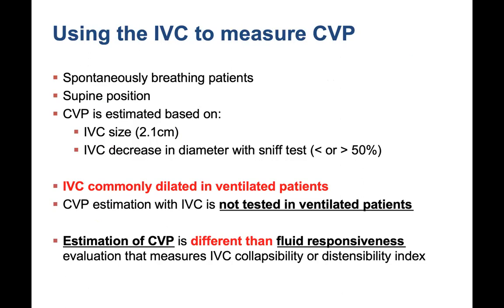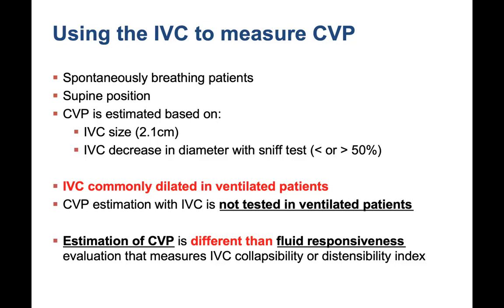The CVP is going to be estimated based on two things: IVC size, where they use 2.1 as their cutoff, and the decrease in the IVC diameter with the sniff test. So they ask the patient to breathe in, or to sniff a flower, and they ask: does it decrease by more than 50% or not when that patient does the sniff test?